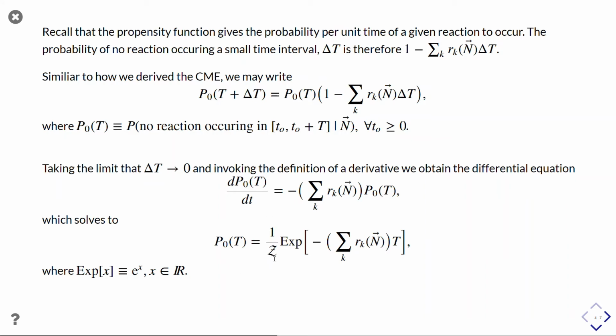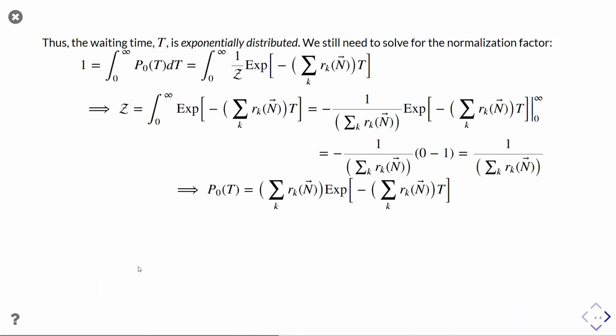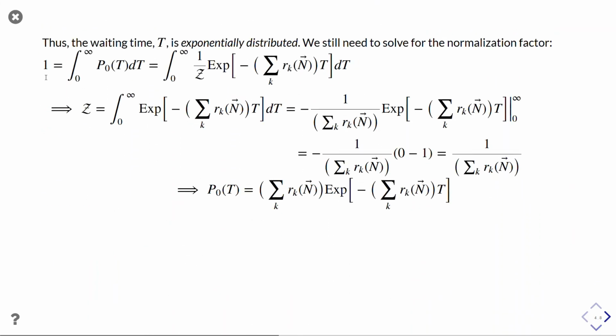The z shown here, again, is a normalization factor that we need to determine. And just a quick note on my notation, exp of x, where x is a real number, is just e to the x. So we see that the waiting time t is exponentially distributed. And we still need to solve for the normalization factor, as I previously mentioned.